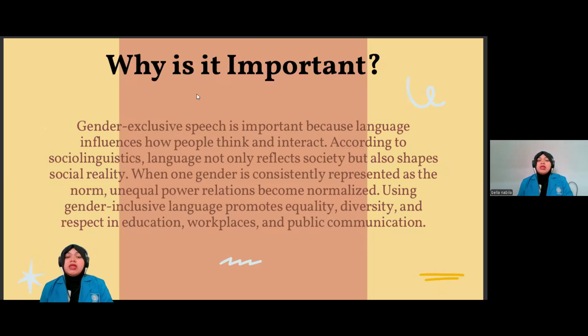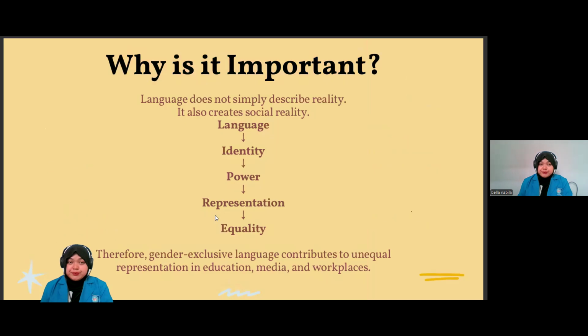Next, why is it important? Gender exclusive speech is important because language influences how people think and interact. According to sociolinguistics, language not only reflects society, but also shapes social reality. When one gender is consistently presented as the norm, unequal power relations become more normalized. Using gender inclusive language promotes equality, diversity, and respect in education, workplace, and public communication.